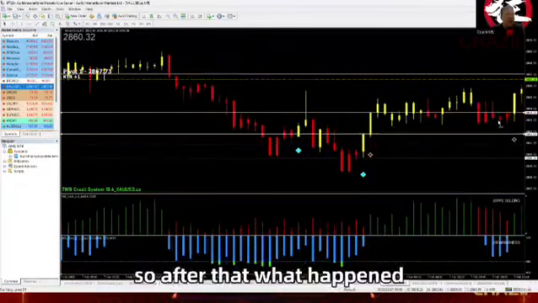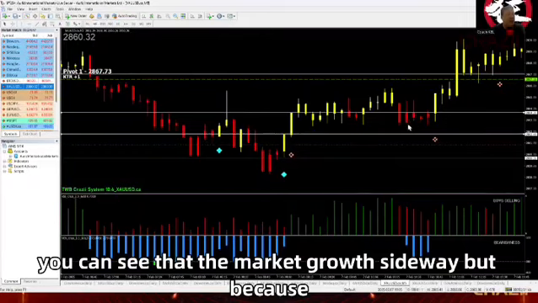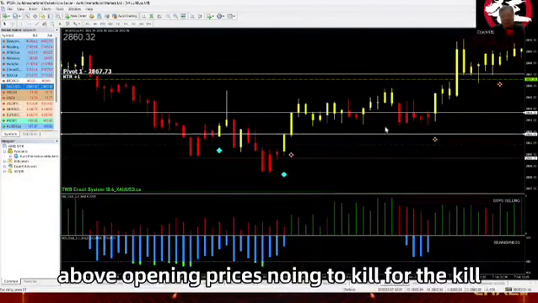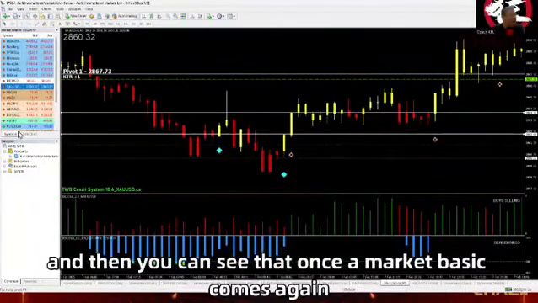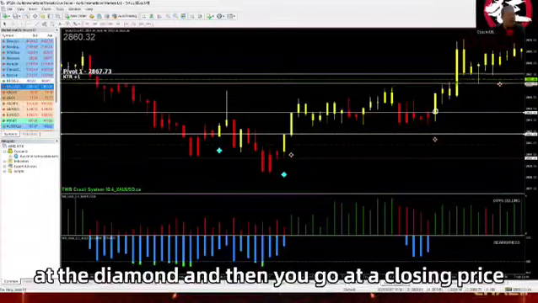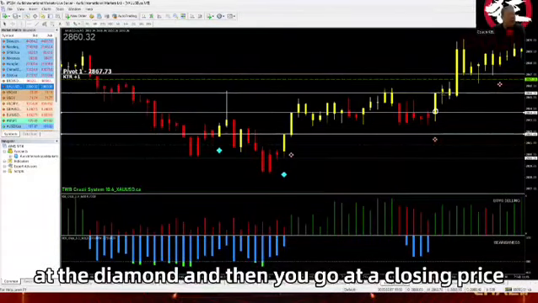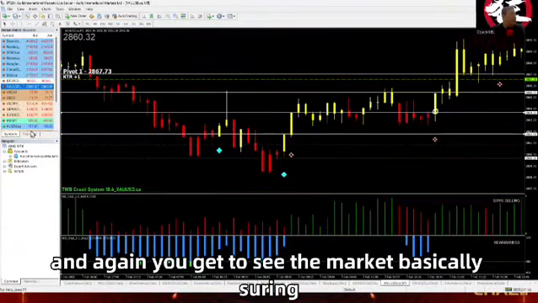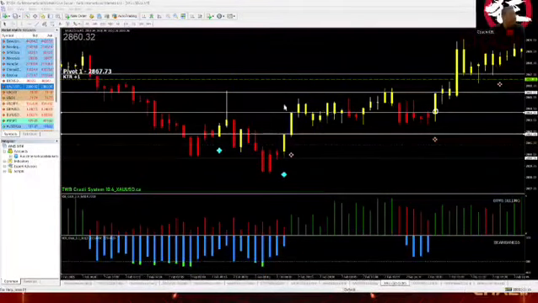Okay. So after that, what happened? You can see that the market goes sideways, but because it's above the opening price, there's no need to kill. And then you can see that once the market basically comes in again, another diamond is there. You draw a line at the diamond, and then you go at the closing price. And again, you get to see the market basically surging up. Okay, surging up over here.